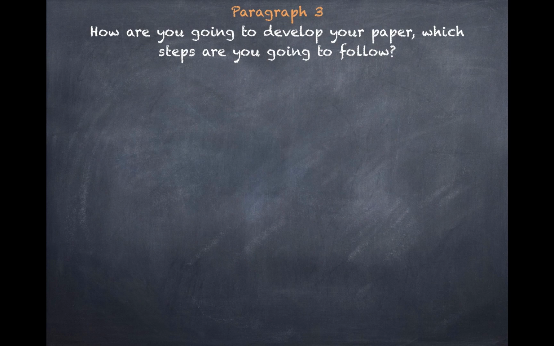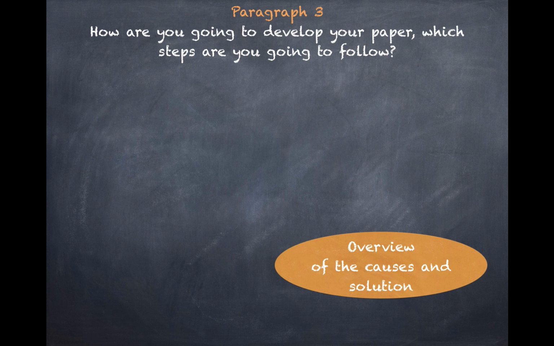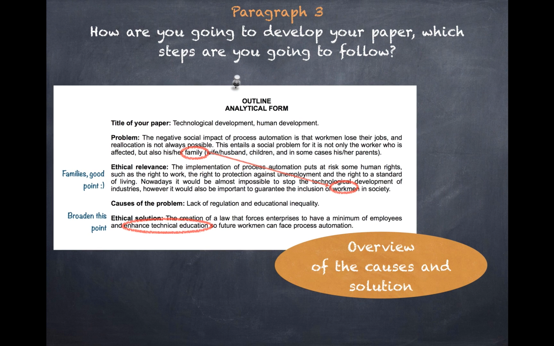The third paragraph should answer the question, how are you going to develop your paper? Which steps are you going to follow? Thus, you have to offer an overview of the causes of the problem and the solution that you wrote in your outline. In the case of process automation, the causes were lack of regulation and educational inequality. The ethical solution was the creation of a law that forces enterprises to have a minimum of employees and a high technical education so future workmen can face process automation.